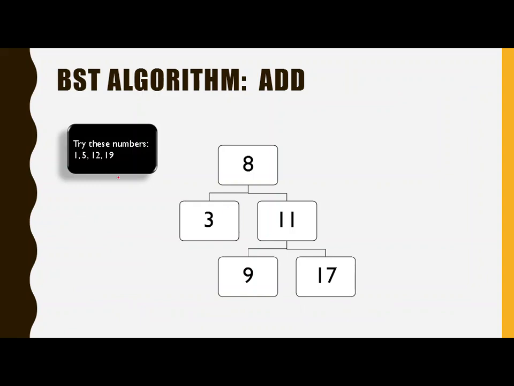So what do we have to do if we, let's say, want to add the number 1? Well, first of all, remember that we're going to have this root pointer, and the root pointer is always going to point to this first node. So we're always going to start there with our search. The first thing we ask in our algorithm is: is the thing we're pointing to null? The answer is no.